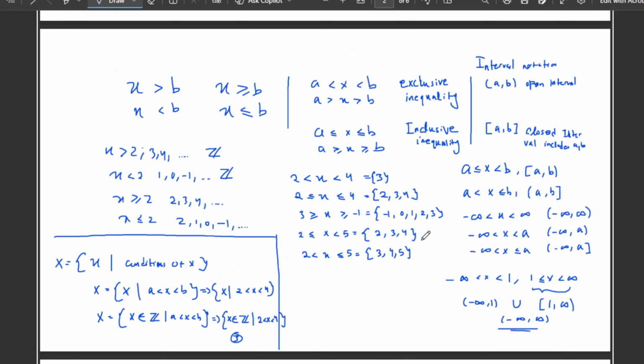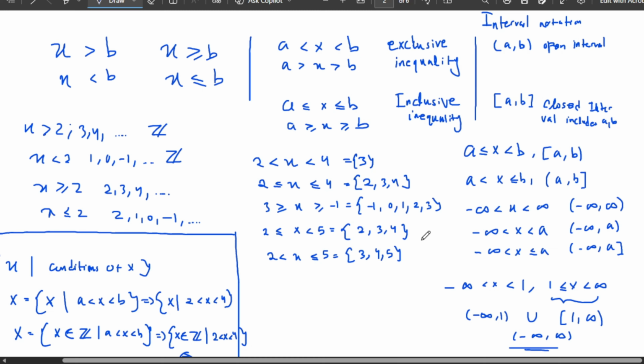Okay, so I believe that's it for this video. In this video, you've learned about the introduction to inequalities and also interval notation as well as set builder notation. Again, the main point of set builder notation is that you put our variable x and such that conditions of x. It can be less than, greater or equal, as long as it's the condition of x.